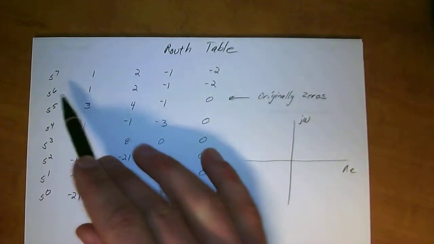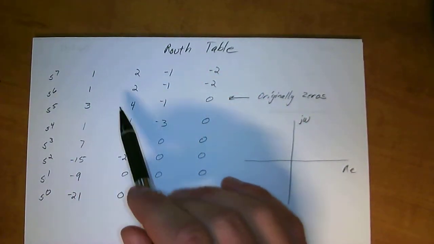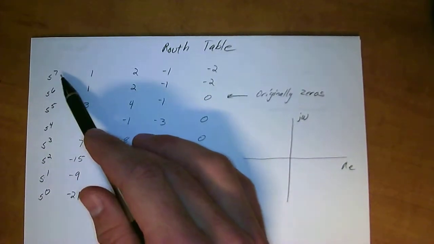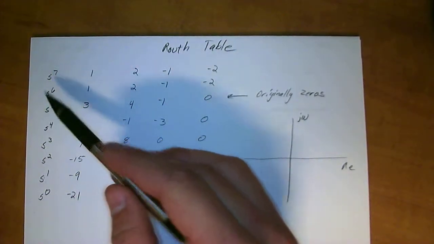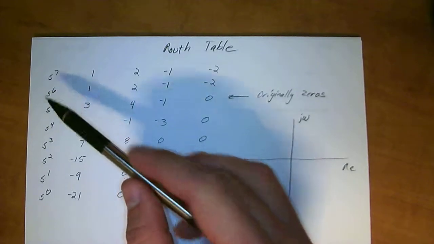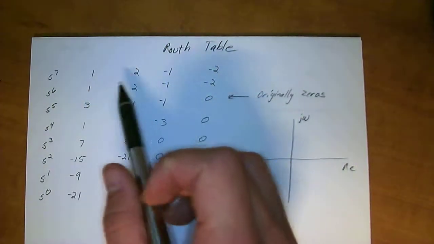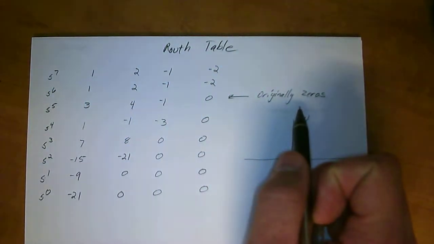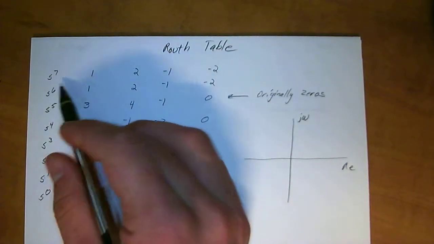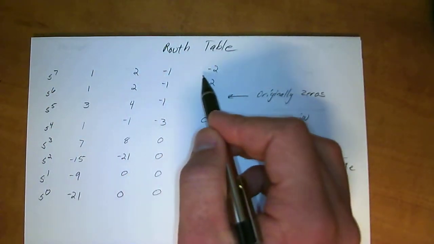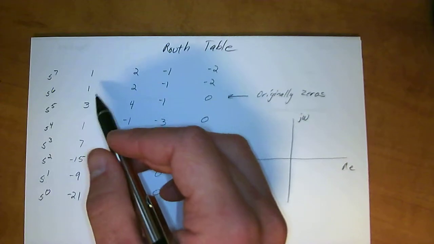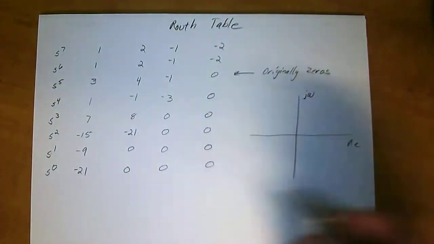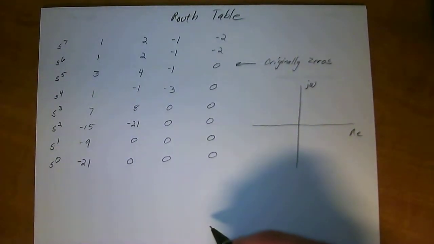So in this problem, we have a Routh table already set up with 7 poles at least listed here. We know that just from the power of s. Before I get started on addressing this originally zeros row, I want to show you how you can actually get the denominator of the original transfer function from this table, if for some reason your instructor happens to ask you that.